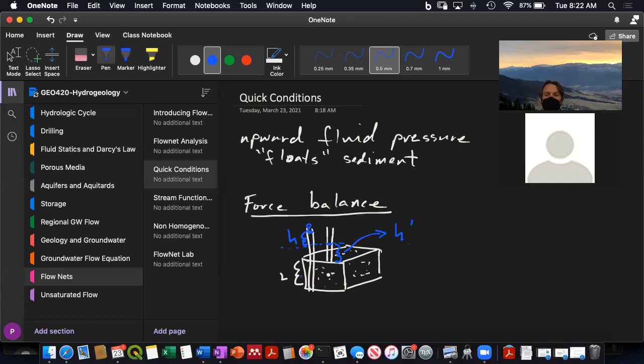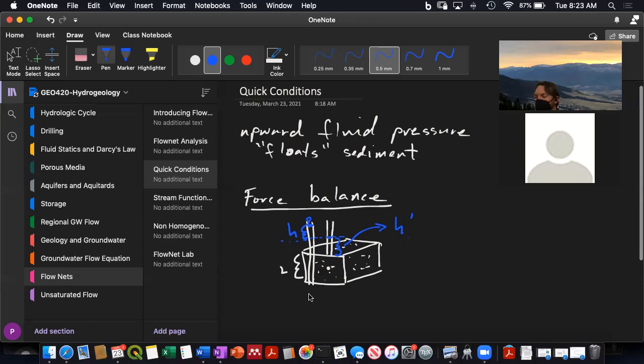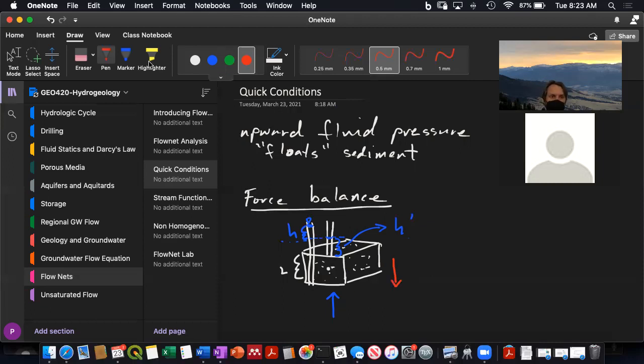Okay, so now my cube thickness is L. The head height at the top of the cube is H prime, and the increase in distance from the head at the top is this H measurement here. All right, so my force balance is going to say the upward force is equal to the downward force across my cube. So my upward force and my downward force are going to be equal. That basically just means my sediment's not moving.